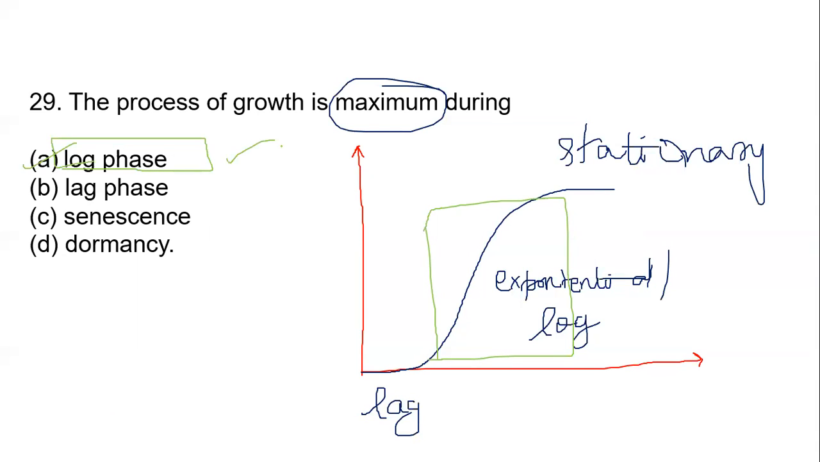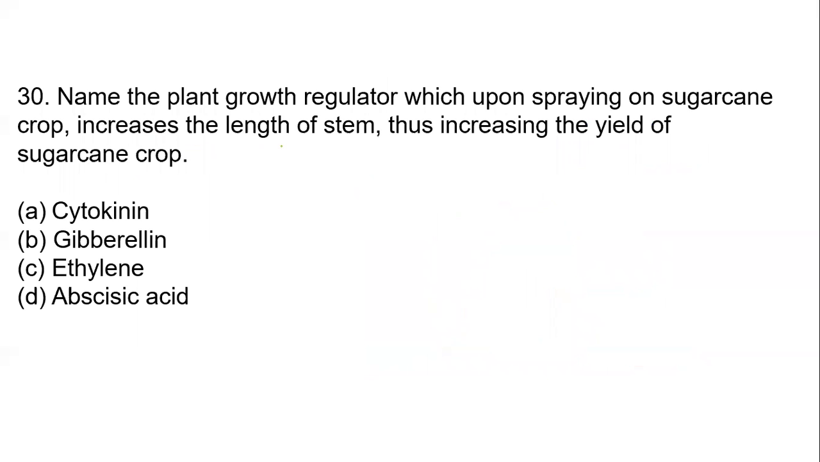Last and final question of the day, question number 30 of the first episode of Rank Boosters Mega Botany Test, Full Syllabus Revision Test number 1 from the entire class 11 botany. NEET 2019 MCQ. Name the plant growth regulator which upon spraying on sugarcane crop increases the length and thus increases the yield of sugarcane crop. Which is the answer? Cytokinin, gibberellin, ethylene and abscisic acid.